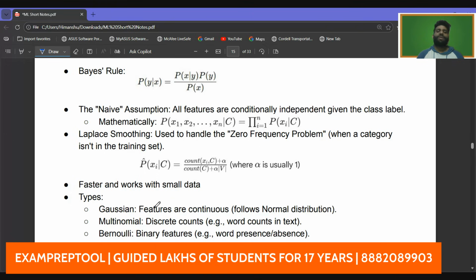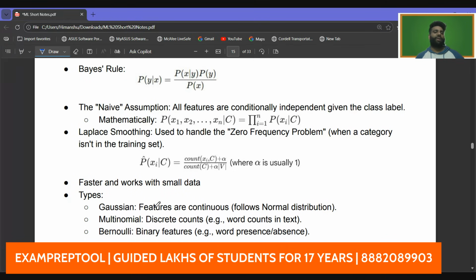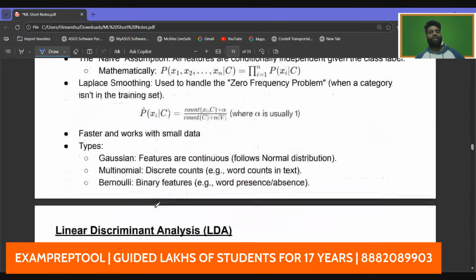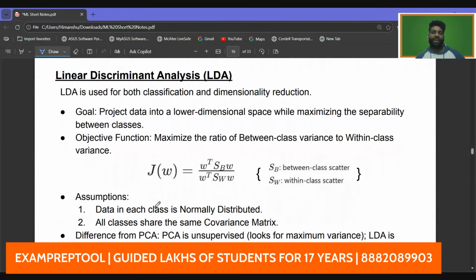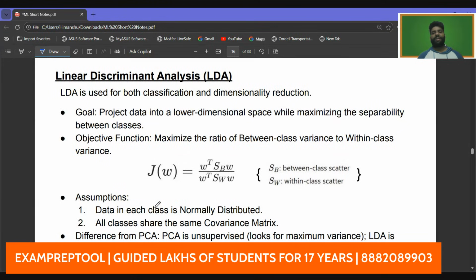Gaussian if the features are continuous, multinomial if we have discrete counts, where a number of counts exist, Bernoulli if it's just binary features, where something is present or not. So that was our Naive Bayes. Now we'll move on to LDA, linear discriminant analysis.